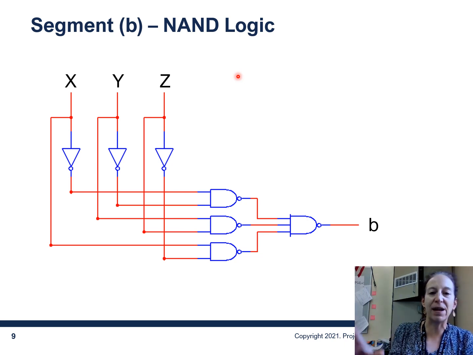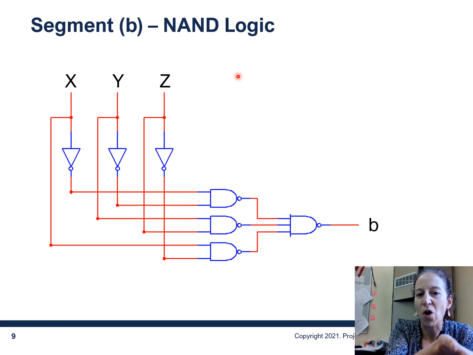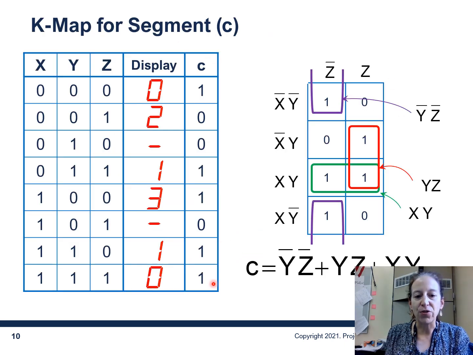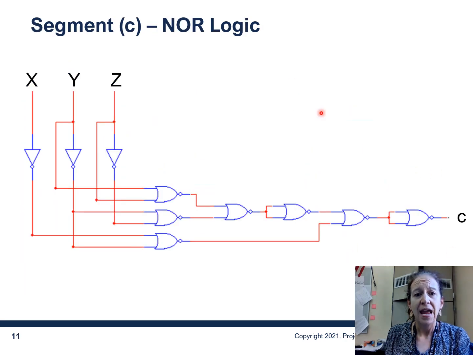But you can do as many segments as you want, except for up to 6 in NAND gates, if you want to do them in NAND gates. Okay, and then we're going through the K-map here for segment C, and simplifying the circuit for segment C.